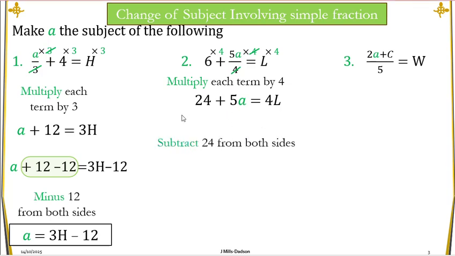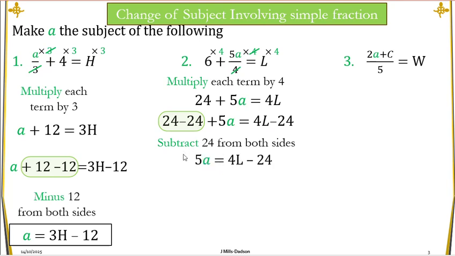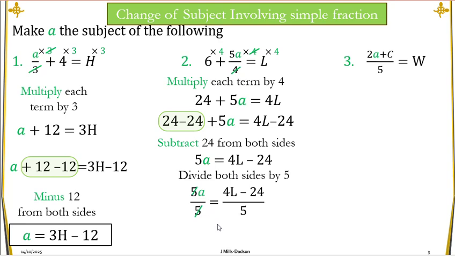Now I need to subtract 24 from both sides so that I can only have 5A on the left hand side. So when I do that, this becomes 0. I have only 5A equals 4L minus 24. And to get A, I'm going to divide both sides by 5 so that I can cancel out this 5. And therefore my answer is A equals 4L minus 24 over 5.